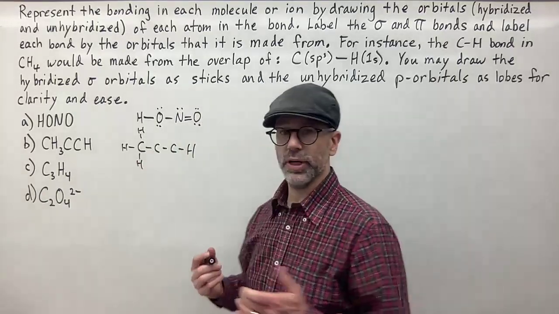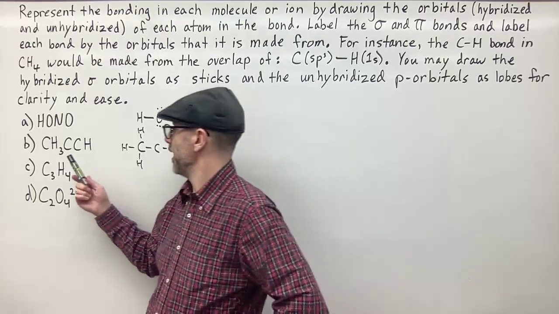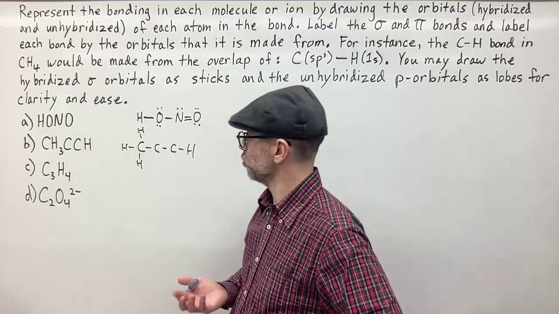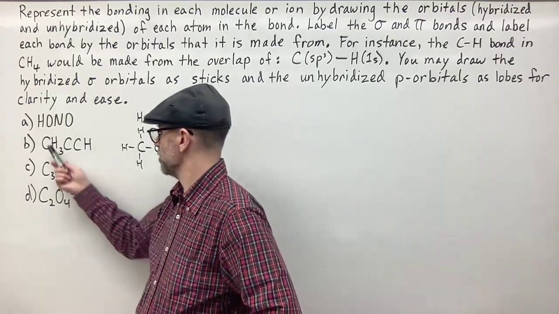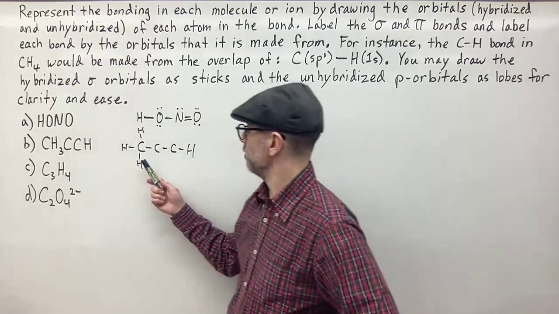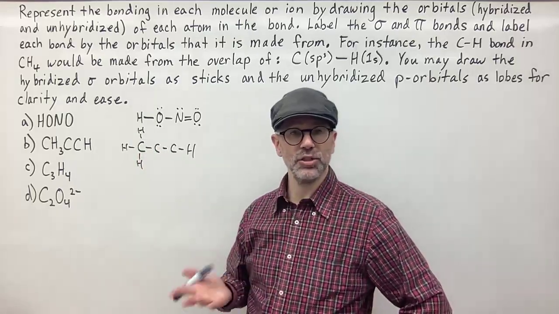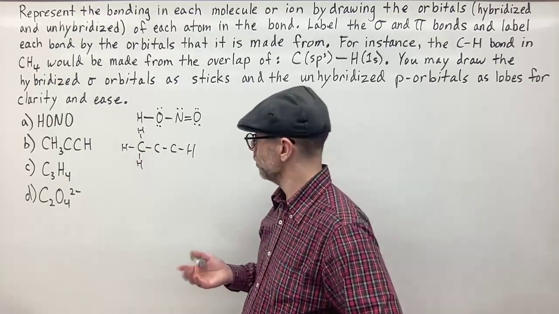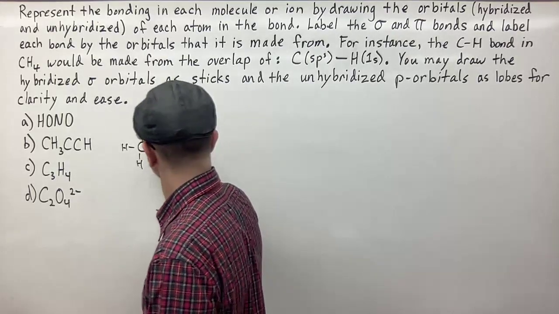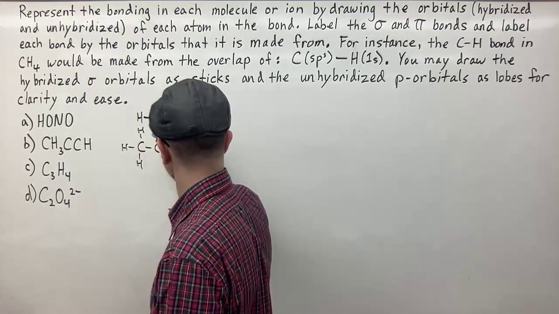Okay. So we need to get the total number of valence electrons. I have 3 carbons, 4 valence electrons per carbon. That's 12, plus 1 from each hydrogen. I have 4 hydrogens, so that's 16 total. So I have 6 bonds, that's 2 electrons per bond, that's 12. So I have 2 electrons left over. So I'll put 2 on this carbon, 2 on this carbon.